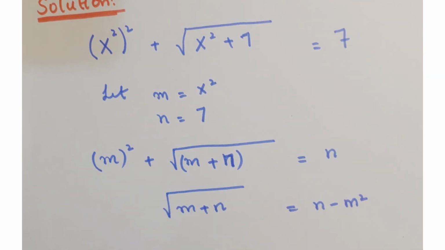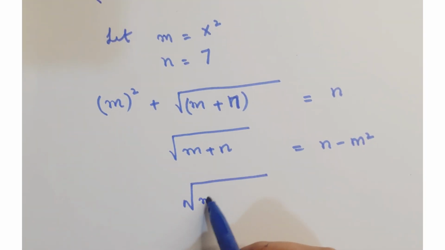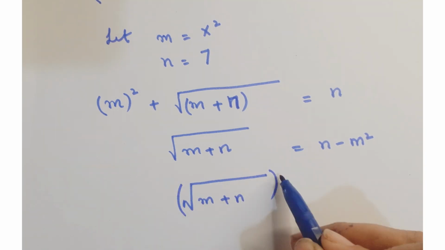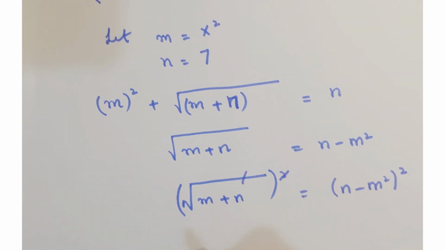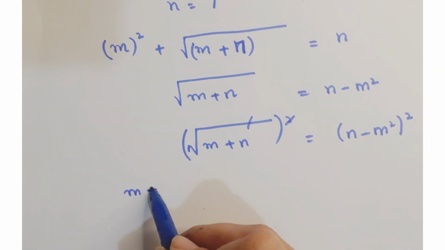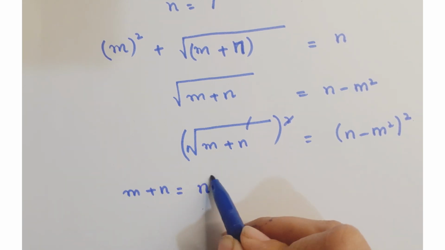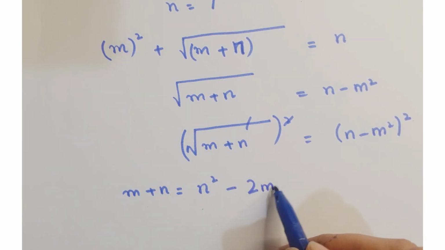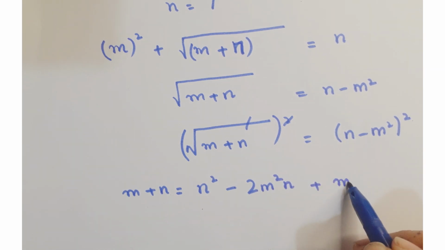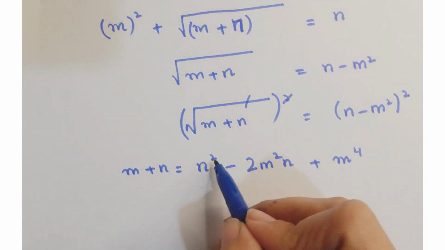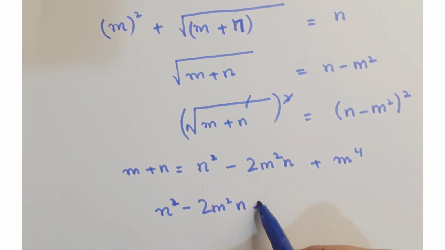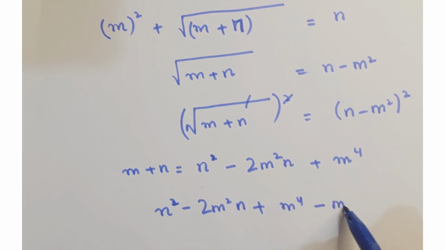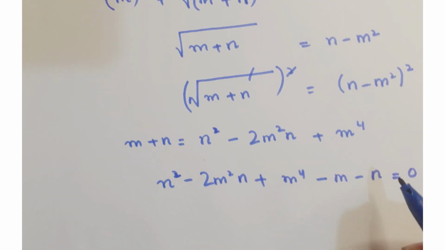Now in order to remove this square root sign, just apply squaring both sides. So this root and this square gets cancelled. So we have m plus n is equals to n square minus 2m square n plus m to the power 4. Now taking all the terms on the right hand side, so we have n square minus 2m square n plus m to the power 4 minus m minus n is equals to 0.